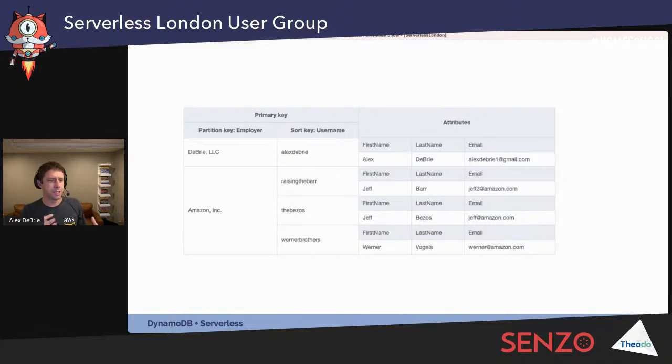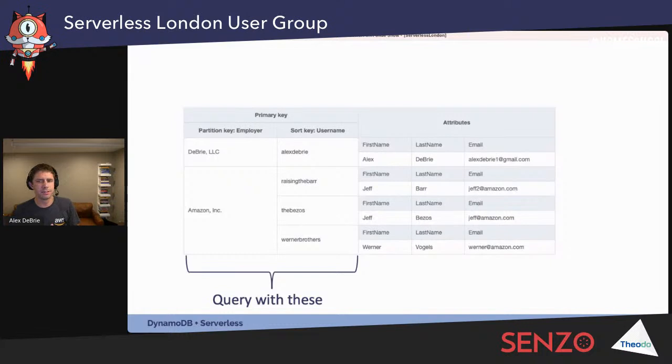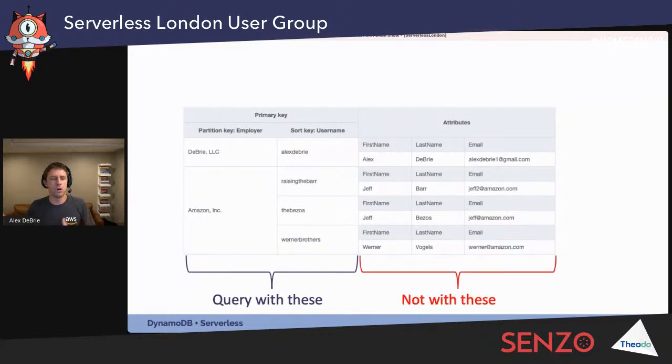If we go back to our users table that has that composite primary key of employer and username, when you're accessing items in this table, you're going to query based on that primary key. So based on how this table is set up, it's very easy for me to say, hey, go get Alex DeBrie that works for DeBrie LLC, or go get all the users that work for Amazon Inc. However, you don't query with your other attributes, your non-specified attributes, so things like first name, last name, email in this example. In this table, it'd be very difficult for me to say, hey, go give me the person whose email is jeff@amazon.com. It's just not set up for that. It wouldn't be an efficient operation in DynamoDB.